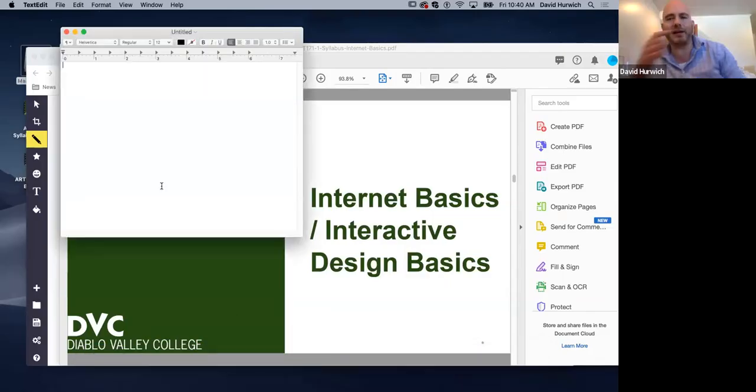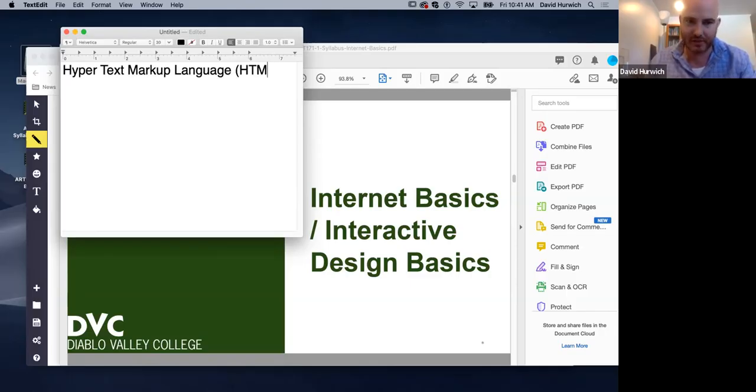We talked about before that in this course, we're going to be learning about hypertext markup language, also known as HTML. We're also going to cover cascading style sheets, also known as CSS. Before we even get to that, we have to understand a little bit about how the internet works.